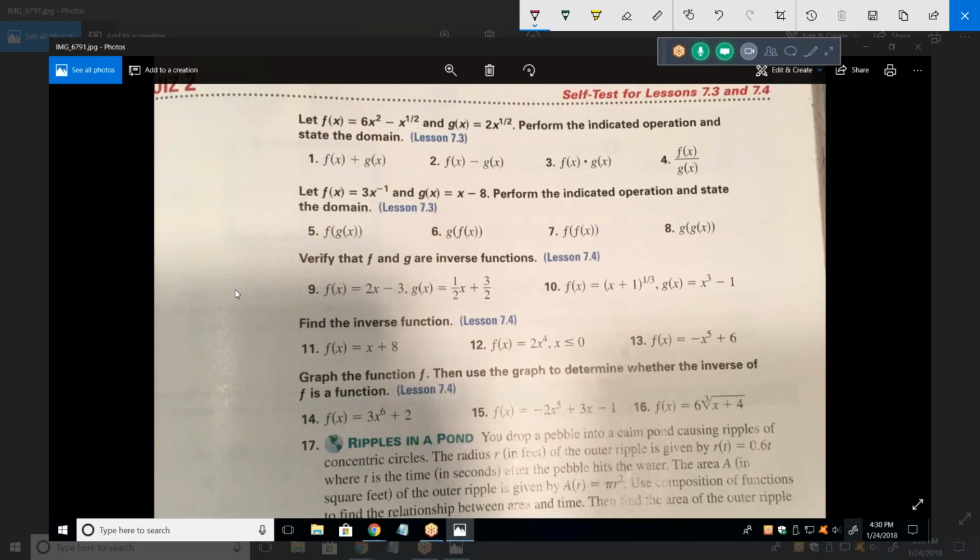Okay, when we look at 9, we have to prove that f and g are inverses of one another. So what is it that we have to prove? Tell me what I have to prove. That 2x minus 3 is equal to half x plus 3 halves. Put this as a composite function.